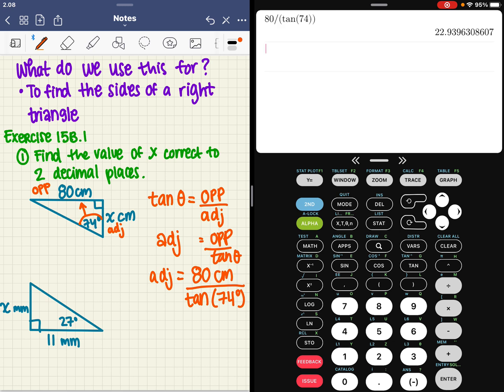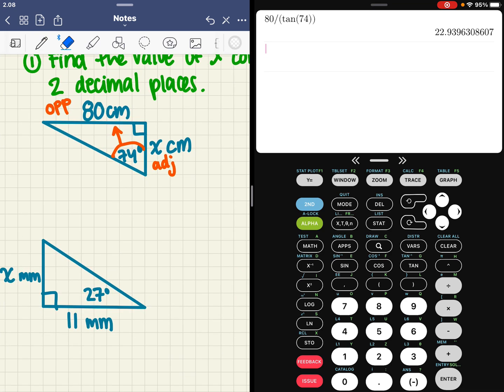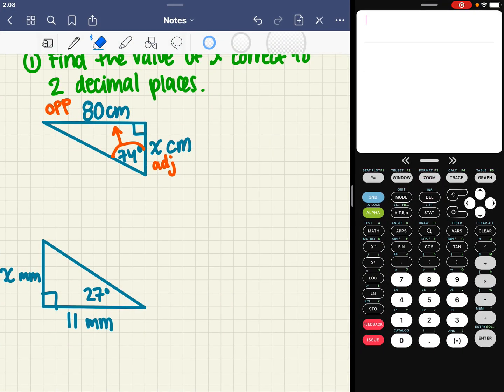And then now we have that adjacent is equal to 22.9396, so it's 22.94 centimeters. You see how easy that was? Yeah. So make sure you know how to use this. All right. Okay, so we're gonna go to the next one. I'm gonna keep your calculators open.